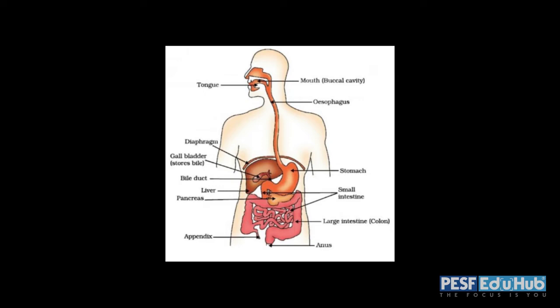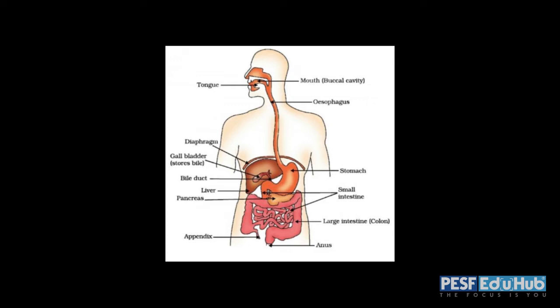Look at the diagram carefully. In this diagram, you can see the alimentary canal. The alimentary canal starts from the mouth. The mouth leads to the buccal cavity or oral cavity. At the beginning of the esophagus, there is a pharynx. The pharynx leads to the esophagus. The esophagus opens into the stomach. The stomach then leads to the small intestine. The small intestine leads to the large intestine. The large intestine opens outside at the anus. The alimentary canal starts from the mouth and ends in the anus.